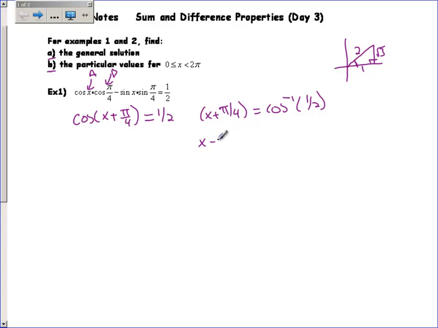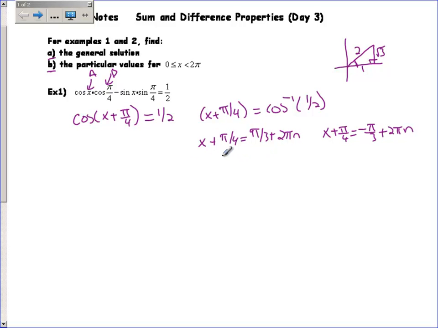So I have x plus pi over 4 equals pi over 3, and then of course plus 2 pi n as soon as you do arc cosine or arc sine or arc tangent. And then the other equation is x plus pi over 4 equals, since we're dealing with arc cosine, the other reference principal inverse value is the negative of what we found before. So I have negative pi over 3 plus 2 pi n.